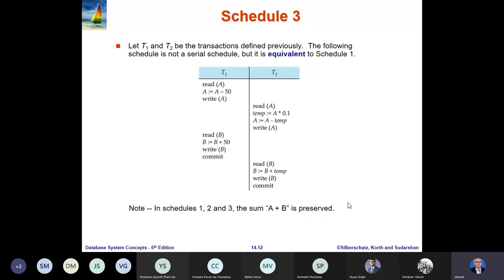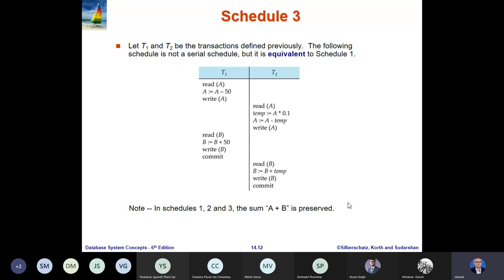So when a concurrent schedule like this is seen to be equivalent to some serial schedule, not necessarily all possible serial schedules, which is usually not possible, but at least one serial schedule, we call such a concurrent schedule a serializable schedule. So this schedule 3 is called a serializable schedule because it is equivalent. Currently we are putting equivalent in blue, so it is quote unquote equivalent. What is meant by equivalent, we have to define, and we will come to that.